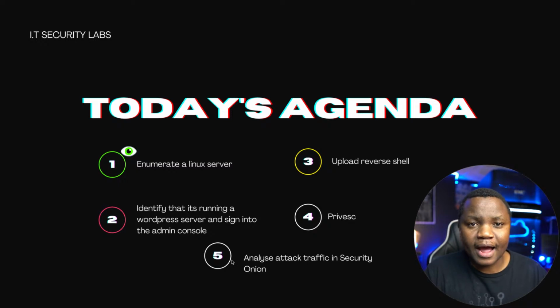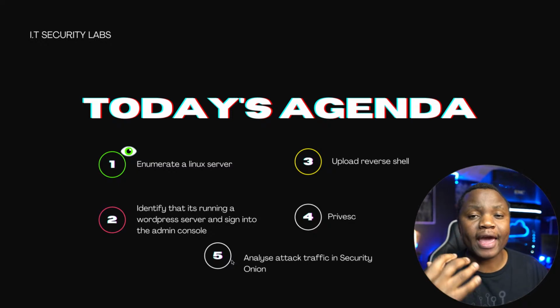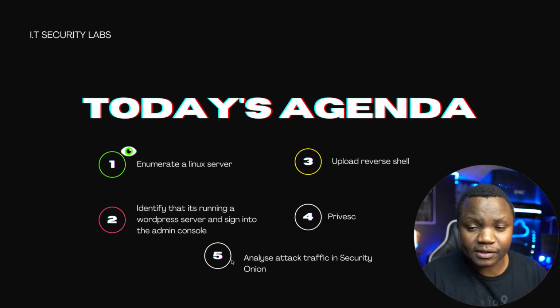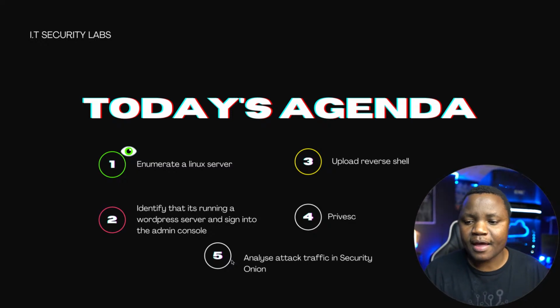Then, of course, throughout the whole time, we'll be trying to understand how this looks in Security Onion. We have a Wazuh agent running. So we have both a host-based intrusion detection system, and we also have a network-based intrusion detection system using Suricata and Zeek in this case.